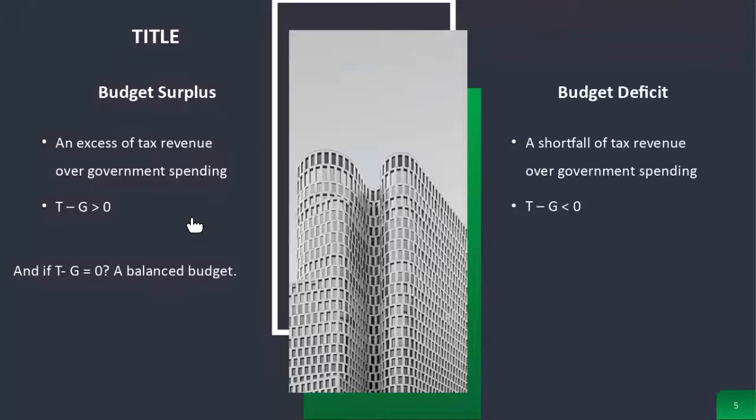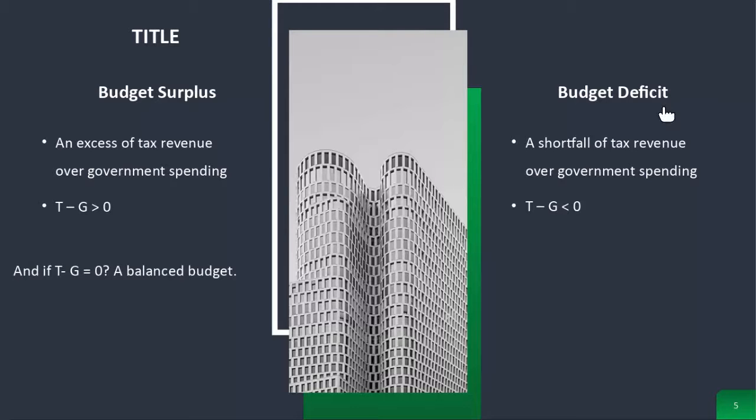Now, to analyze this government budget, we have a couple of options. We can first off look at the budgets. Basically, this is our government budget. We have a budget surplus when we have an excess of tax revenue over government spending. And in this case, our public savings, T minus G, is greater than 0. So if public savings are greater than 0, that means we're running a budget surplus.